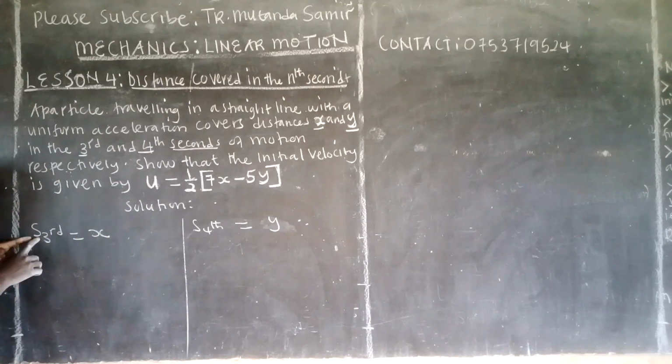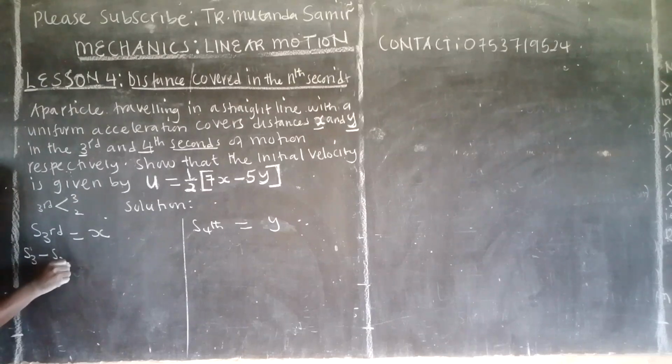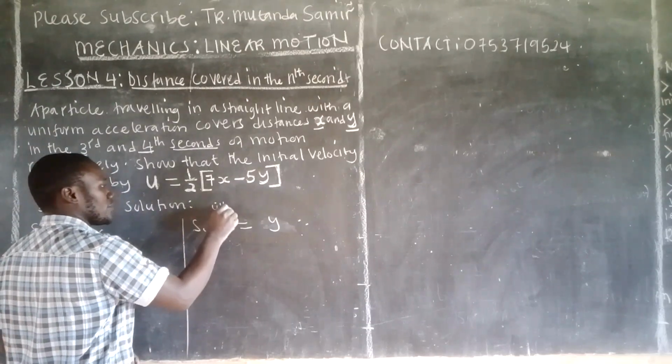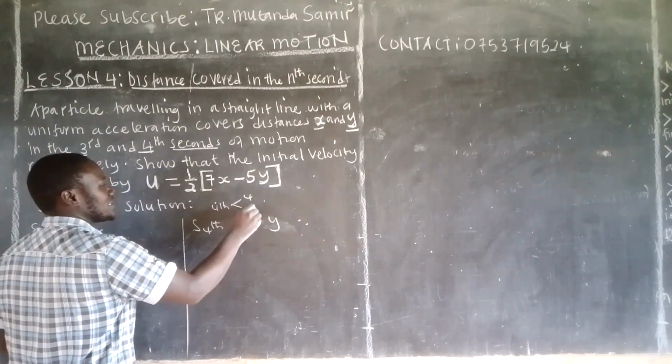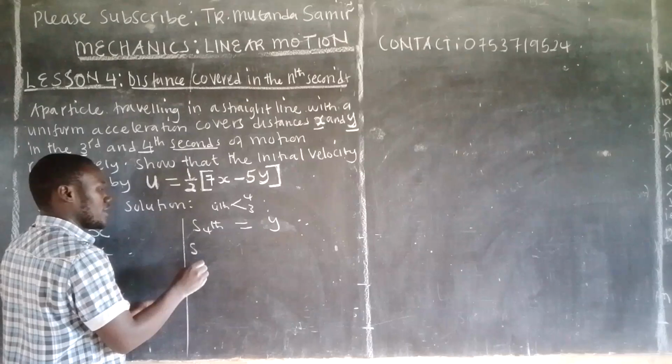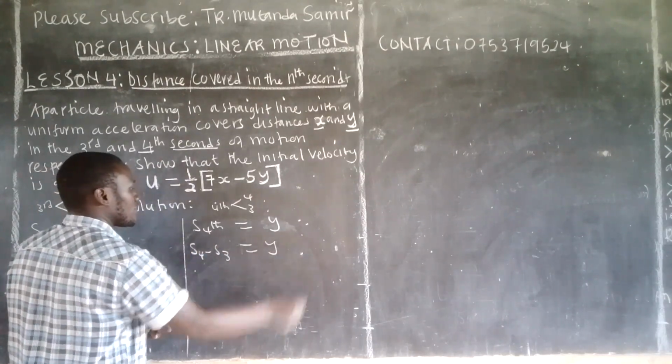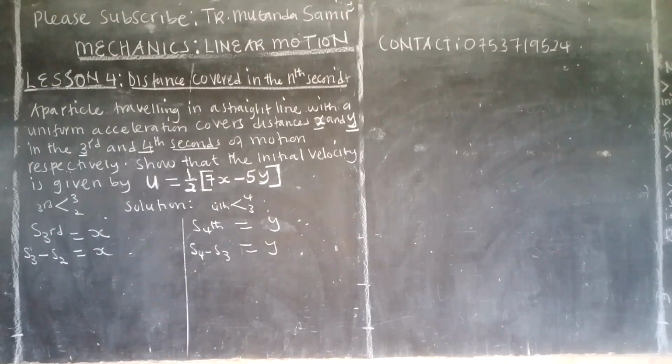So now we have s third. Remember we said that when it is third, we take a 3 and a 2. So s third means s at 3 minus s at 2 must give us x. Same way, if you have fourth, the 4 will remain, then minus 3, so s fourth will be s at 4 minus s at 3, which gives us y. Do we have any value which is known? No, and this one remains as u. So we shall use the second equation of motion.